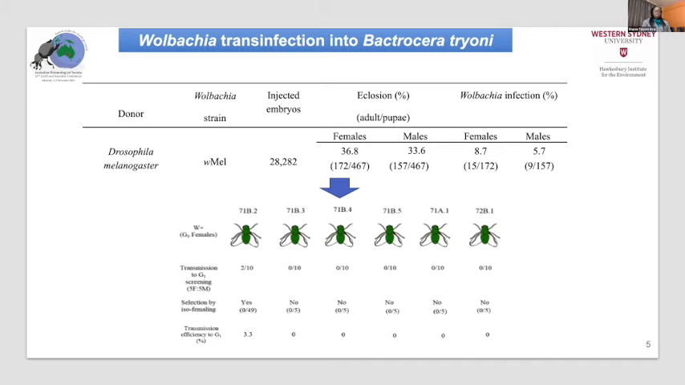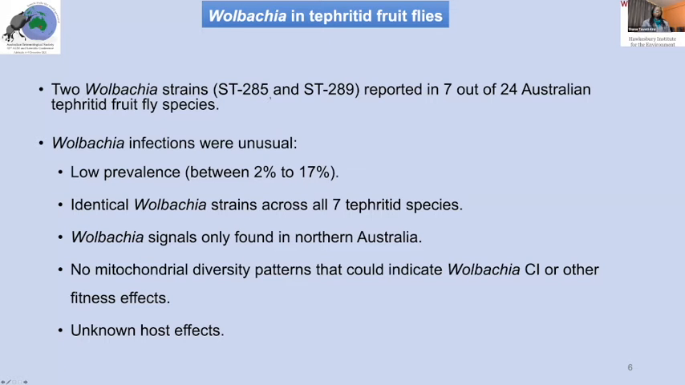So a previous study by Jane Morrow from our group identified two Wolbachia strains that were designated as ST285 and ST289 in 7 out of 24 Australian tephritid fruit fly species. These Wolbachia strains had very unusual characteristics. For instance, they occurred at very low prevalences, and identical Wolbachia strains were detected in several tephritid species. Furthermore, these infections are restricted to the northern part of Australia, and they had no link to a mitochondrial haplotype. And last but not least, they had unknown host effects.